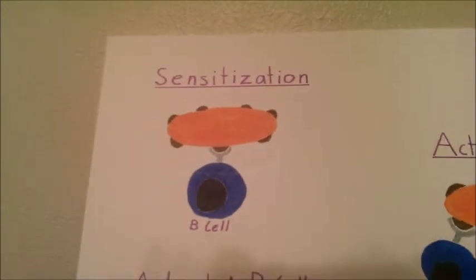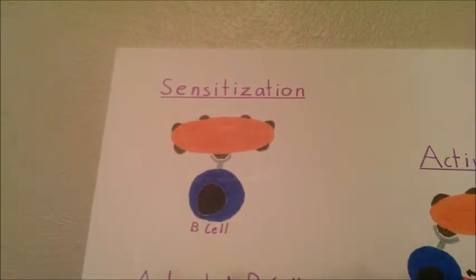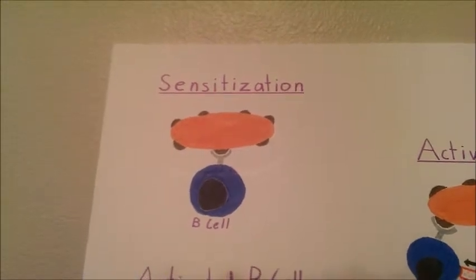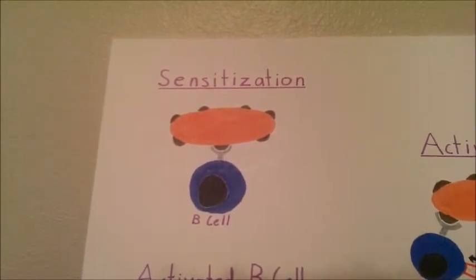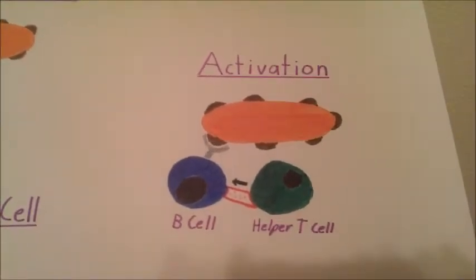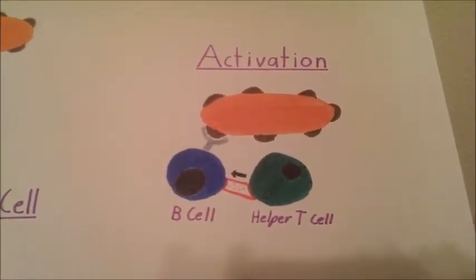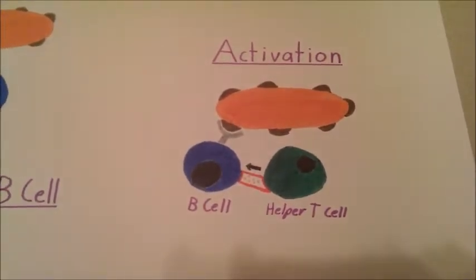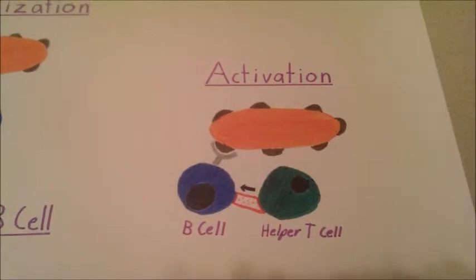So, B cells circulate in the blood and bind to the receptors on a foreign cell when they come in contact with the foreign cell. When this happens, the B cell is said to be sensitized. B cells have proteins on their cell membrane that are a part of a class of proteins called Class II Major Histocompatibility Complex Proteins, or MHC2 for short.